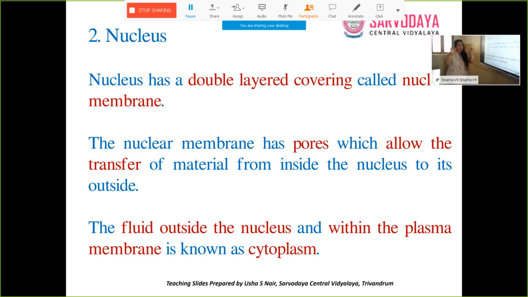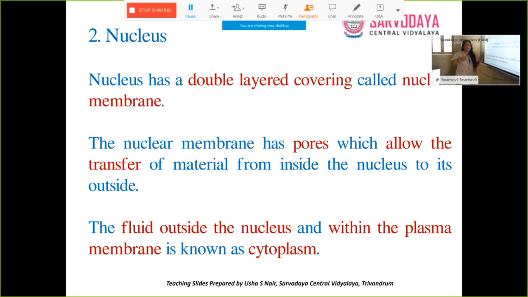We have already studied that it has a nuclear membrane, that is a double layered covering. So how does this nuclear membrane help? It has pores. When I've highlighted this, it is understood this is important. What are these pores? Why do you need them? They allow the transfer of material from inside the nucleus to its outside. So the nuclear membrane has pores which allow the transfer of material from inside the nucleus to its outside.